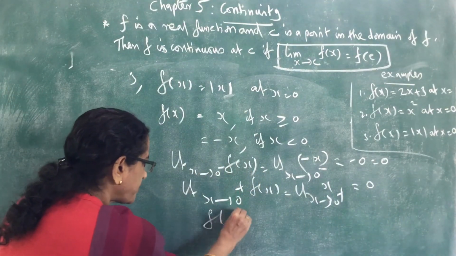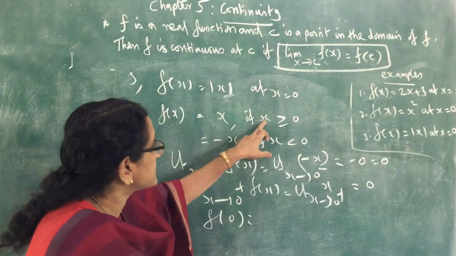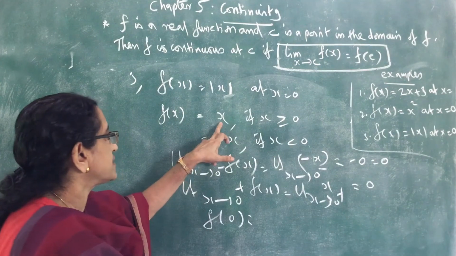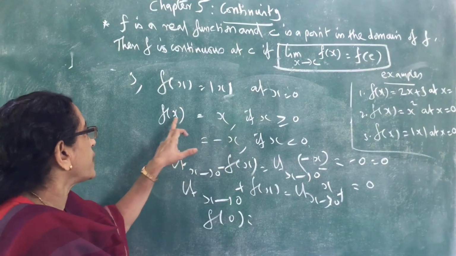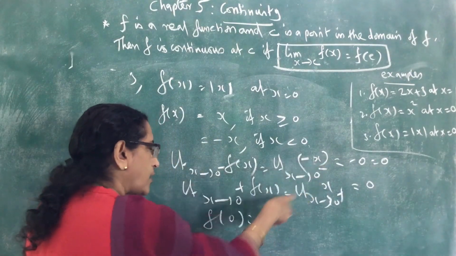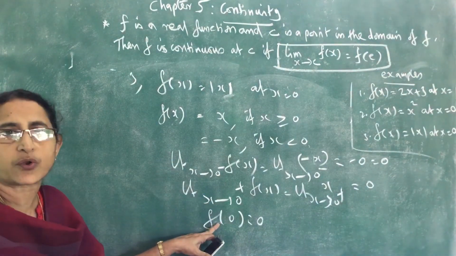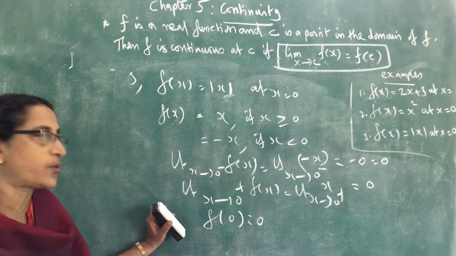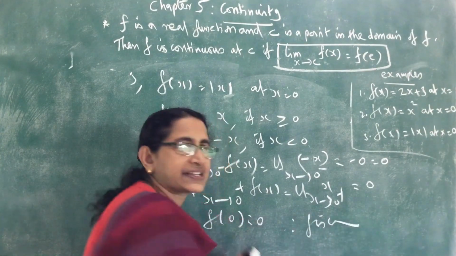Now what is f of 0? What is the value of the function when x equal to 0? The function is x, so in the place of x we can write 0. So f of 0 is 0. So all these three are equal: the left hand limit, the right hand limit and f of 0. Therefore the function is continuous at x equal to 0. All these three are equal, therefore f is continuous at x equal to 0.